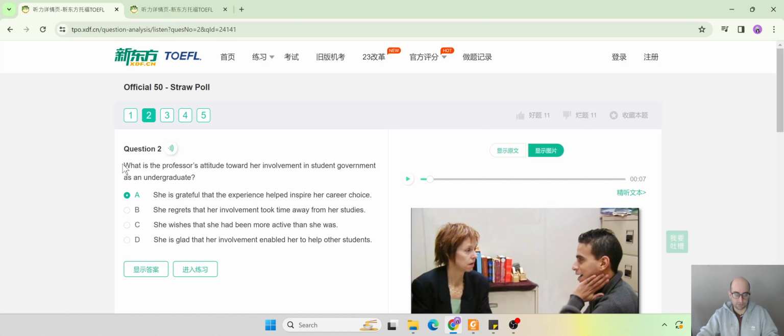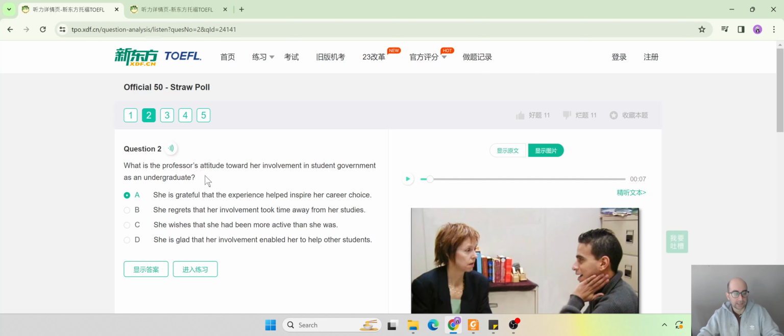So that was step one. You want to identify, of course, what is the professor's attitude toward her involvement? Now, what are the keywords here? Involvement, student government, okay, there we go, and undergraduate. For those of you that are unfamiliar with this word, basically university students who are enrolled in four-year programs.